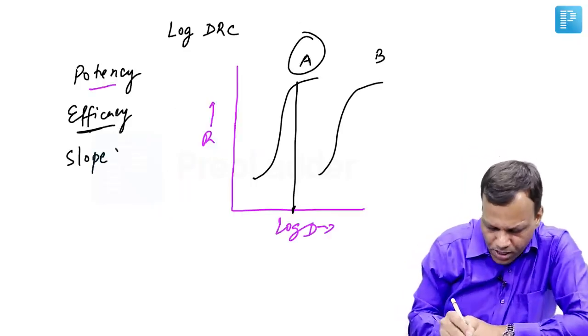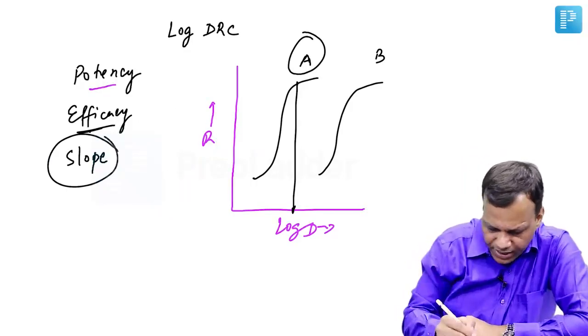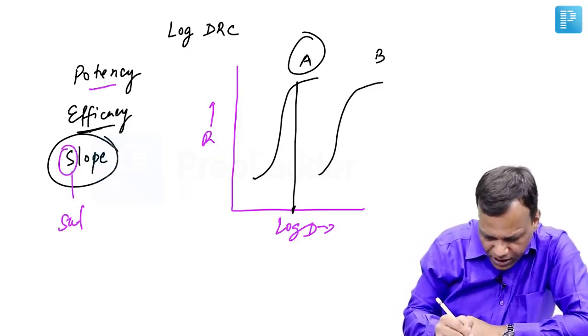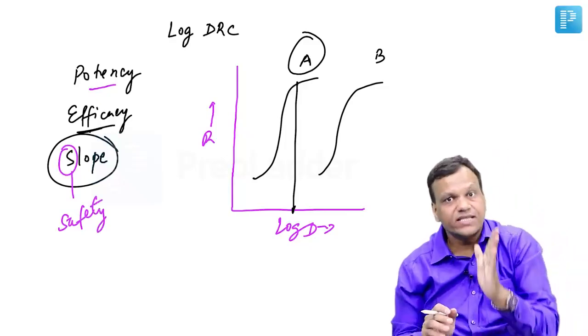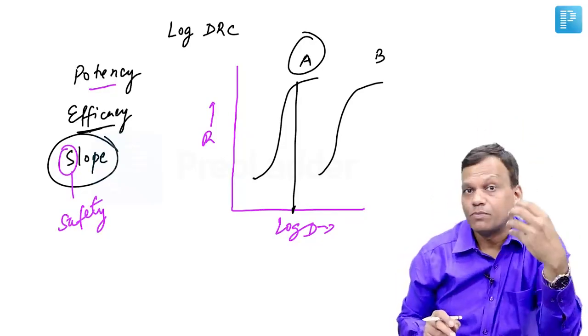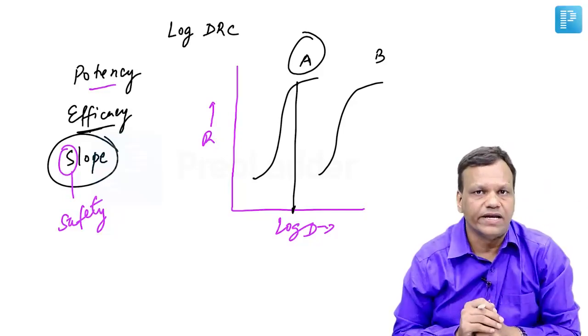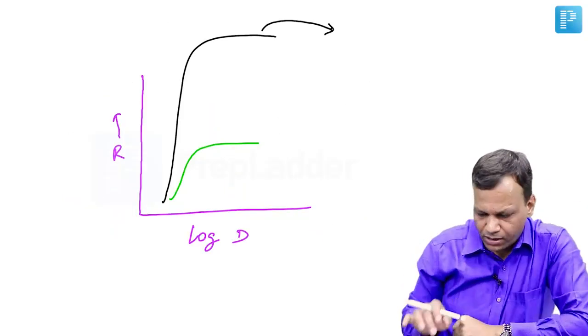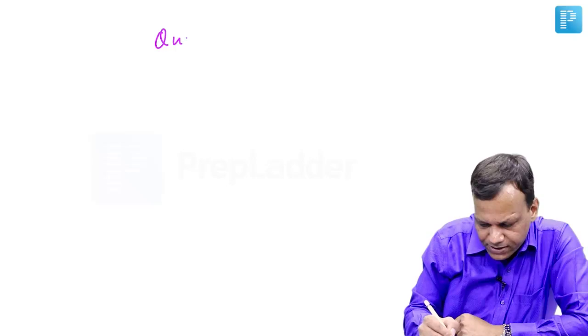Then third is slope. Slope tells about safety of a drug. As for slope, as for safety, if a drug is more steep, suddenly the graph rises, means the drug is unsafe, because a slight increase in dose can produce significant increase in response that can lead to toxicity. Okay. Then second are the quantal DRC.